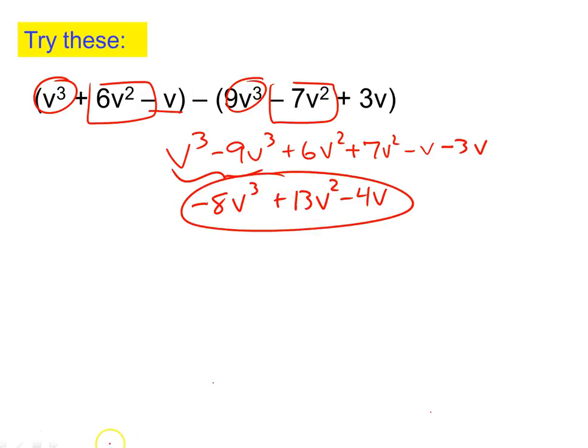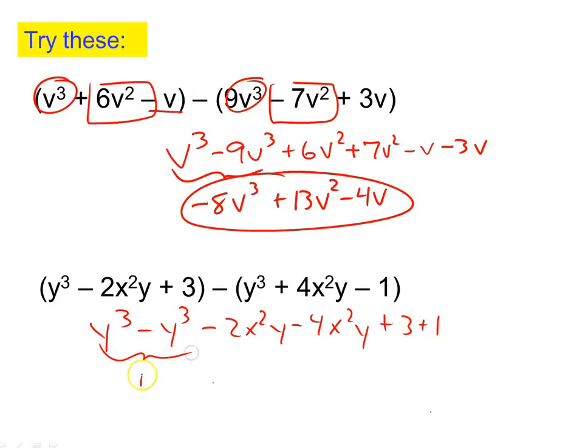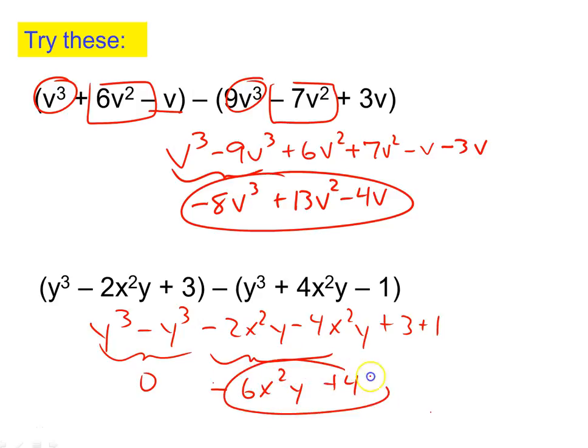I get negative 8v cubed plus 13v squared minus 4v. And in the last example, I get negative 6x squared y plus 4.